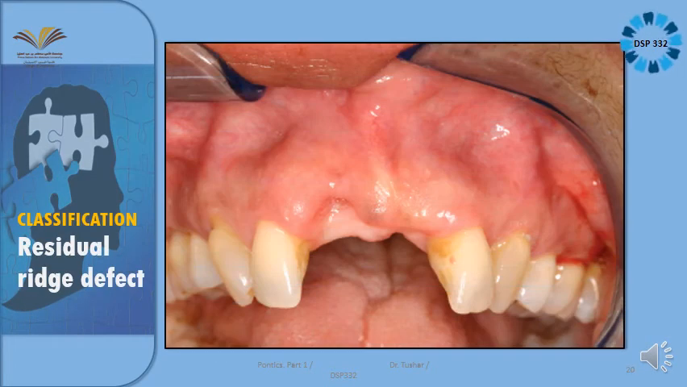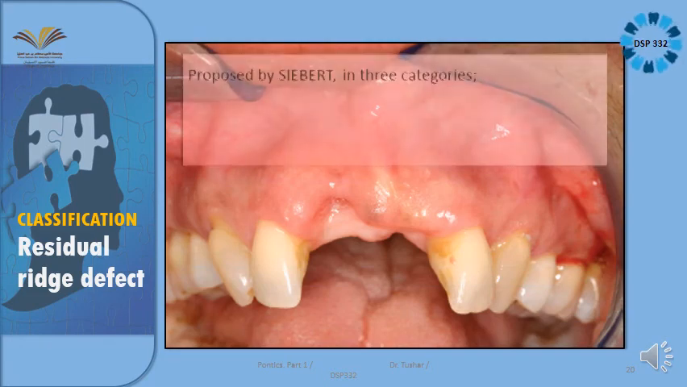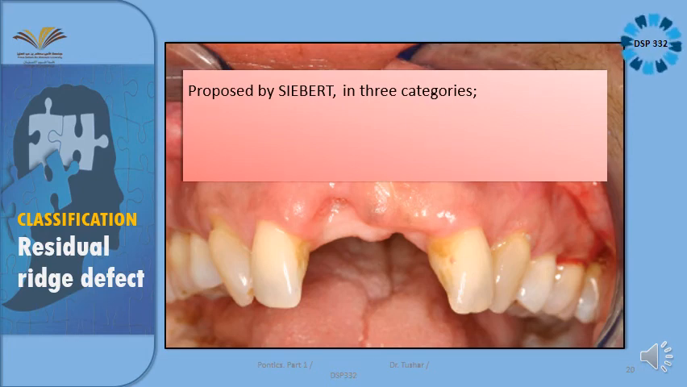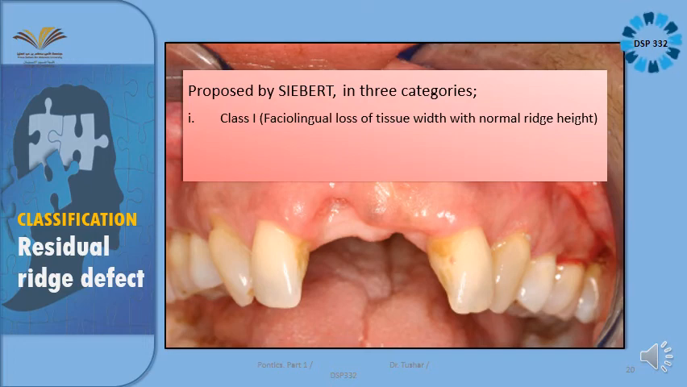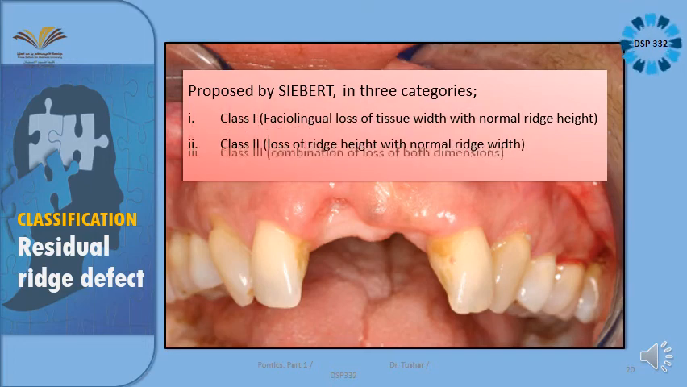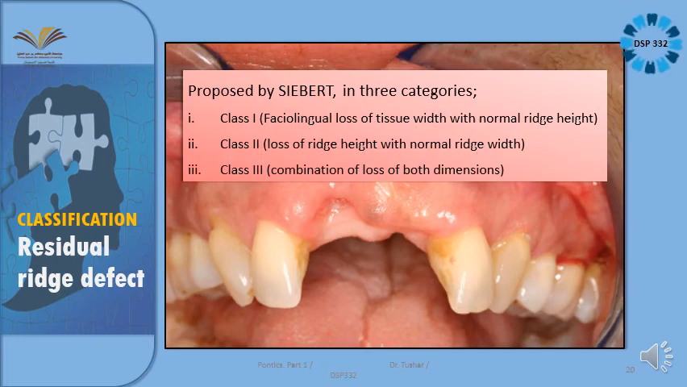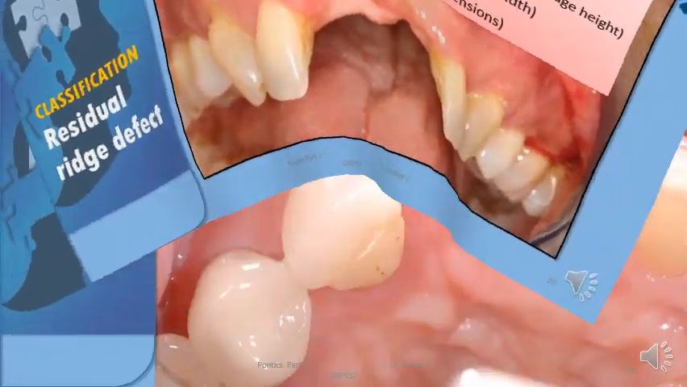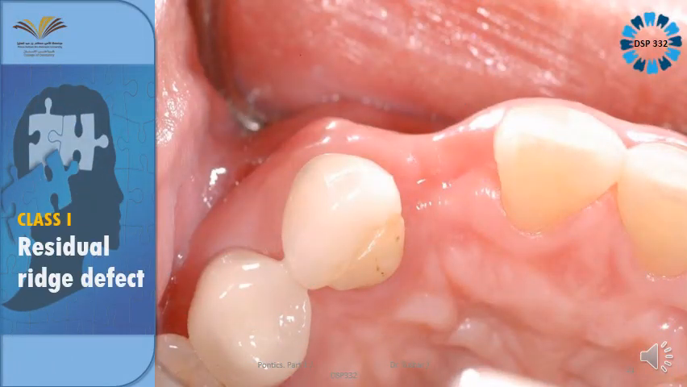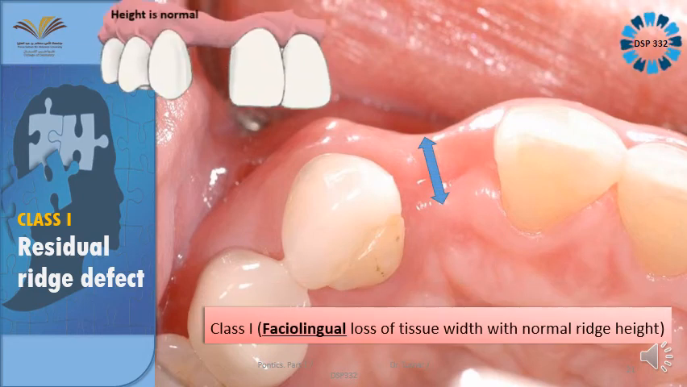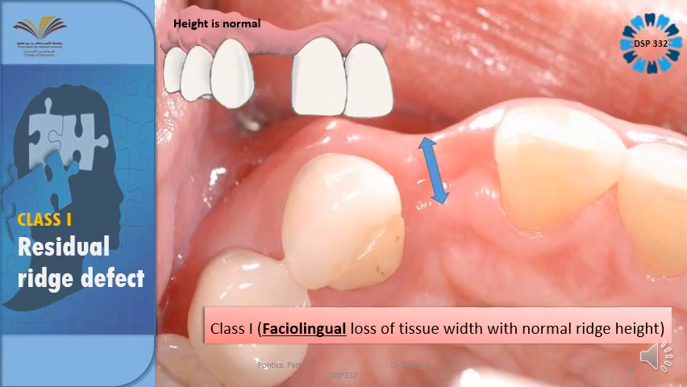So for this ridge contour, we have a classification for the ridge defect. This classification was proposed by Seibert and it is called the Seibert ridge defect classification. He has classified this defect into three categories: class 1, class 2 and class 3. We will see in depth what is class 1, class 2 and class 3. So let us start with your class 1 ridge defect. What is a class 1 ridge defect? Class 1 ridge defect is faciolingual loss of the tissue.